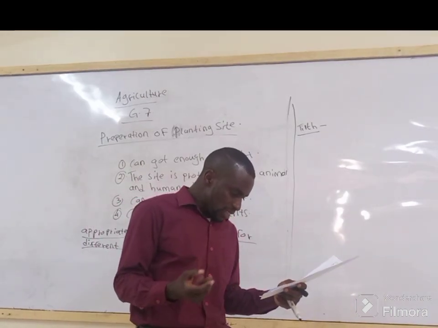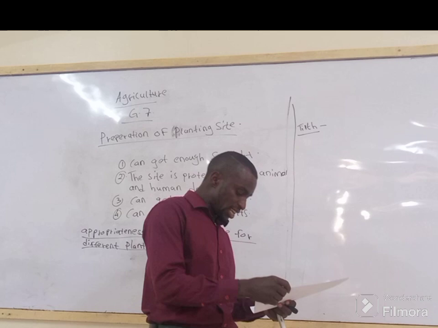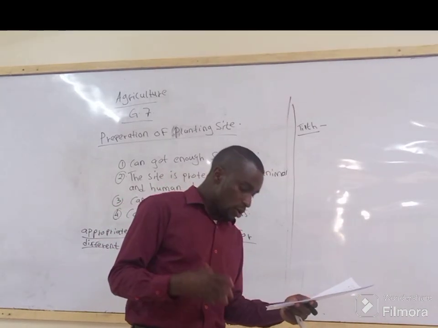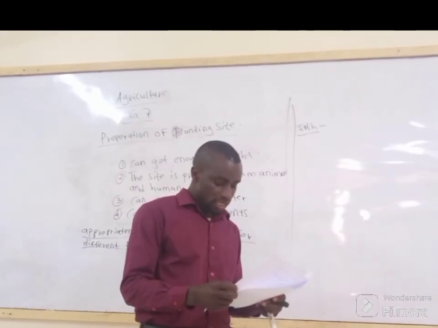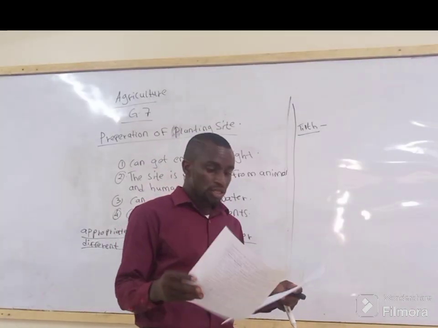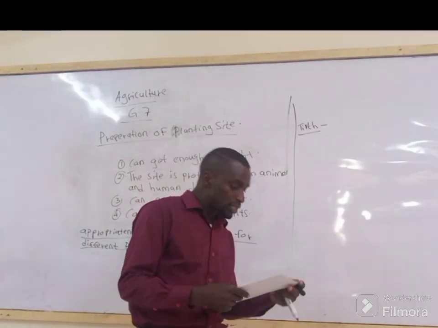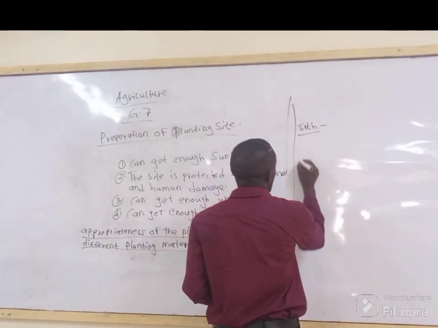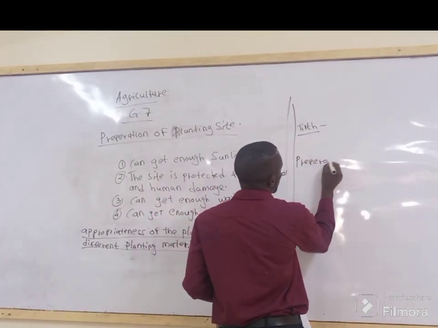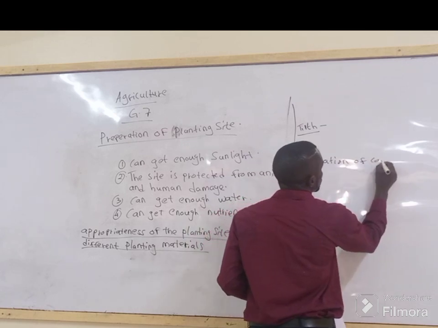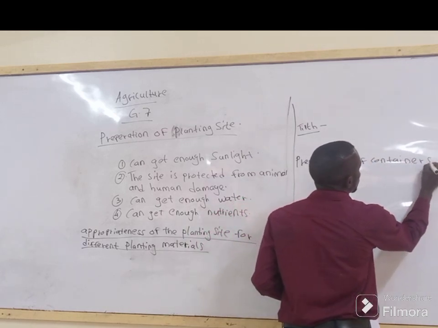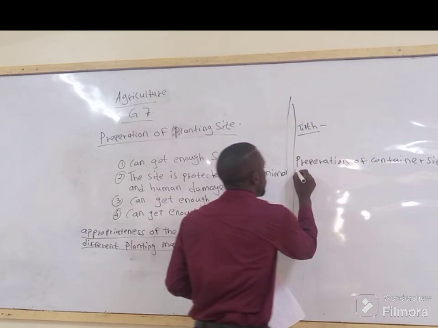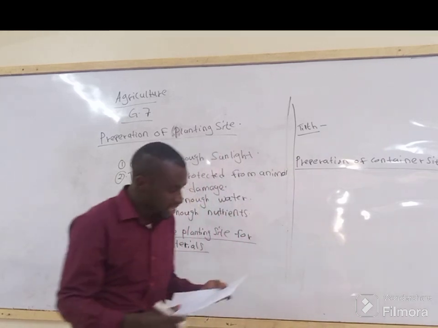Now, from there, we look at examples of planting sites. We have one, container sites, and two, ground seed beds. So we shall look at container sites and ground seed beds. For today, we look at preparation of container sites. Now, how do we prepare container sites in readiness for planting?